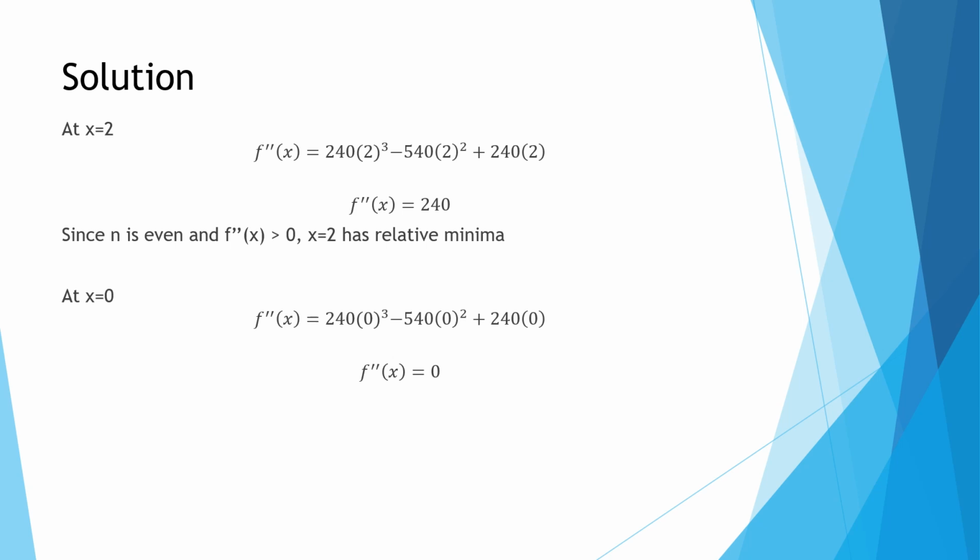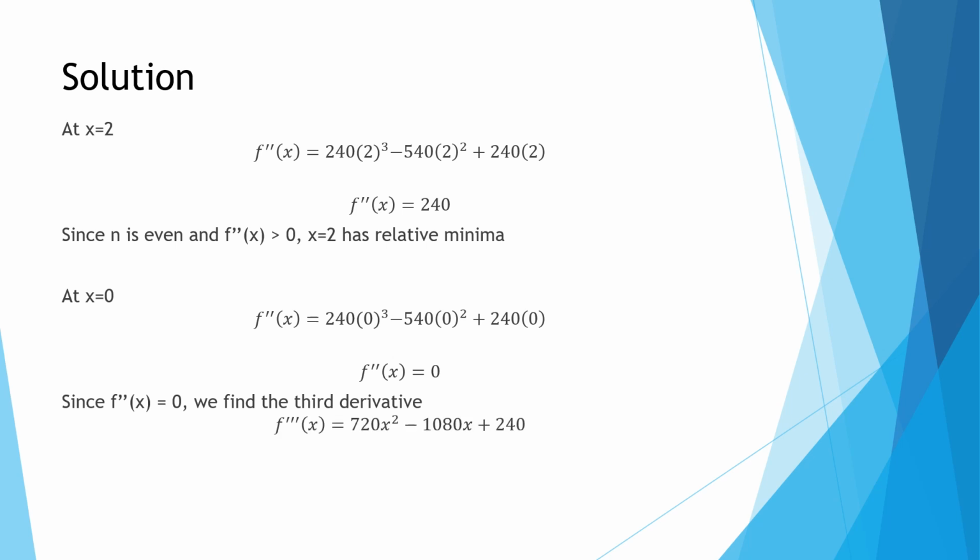Now in our sufficient condition, it is said that the last non-zero derivative decides. We can state whether it is a maxima or minima only if the derivative is not equal to 0, if any particular derivative is not equal to 0. So here the second derivative is equal to 0, so what we do is we go and find the third derivative.